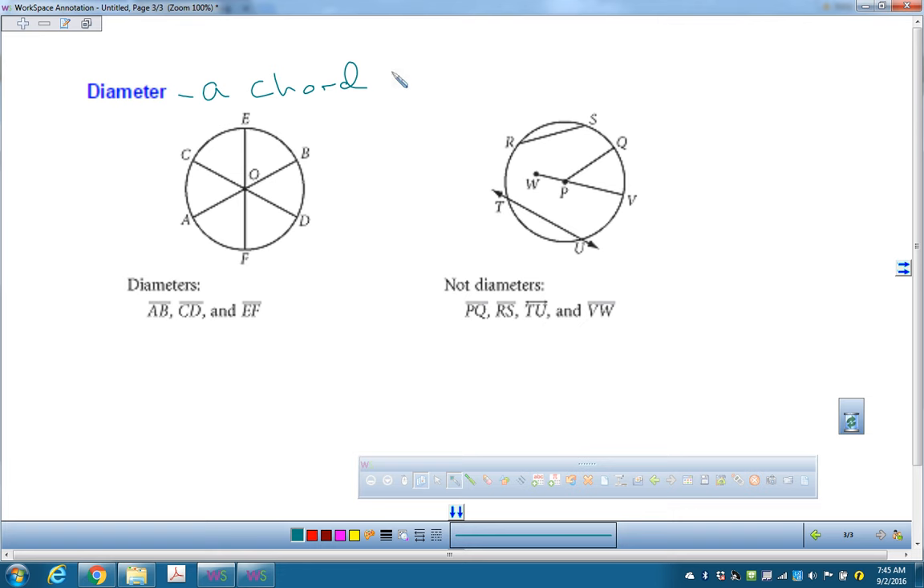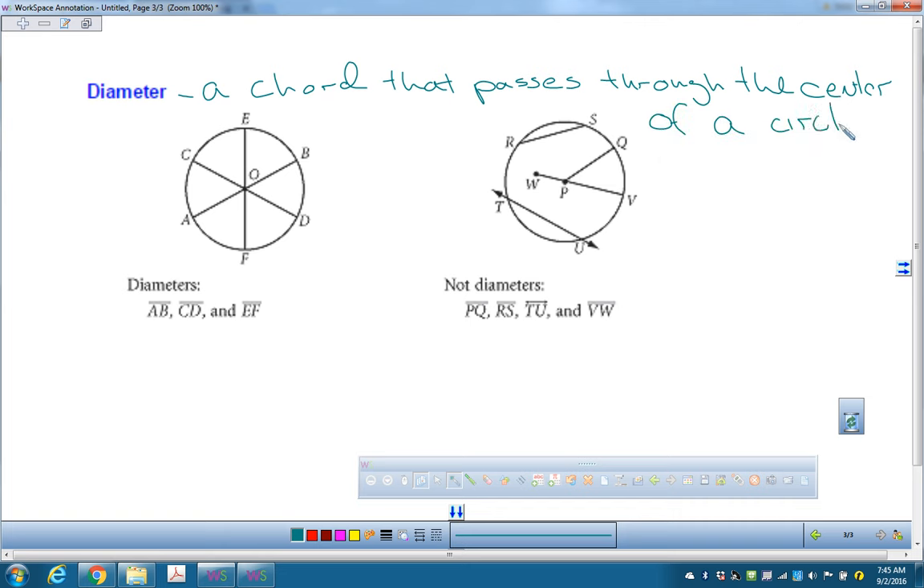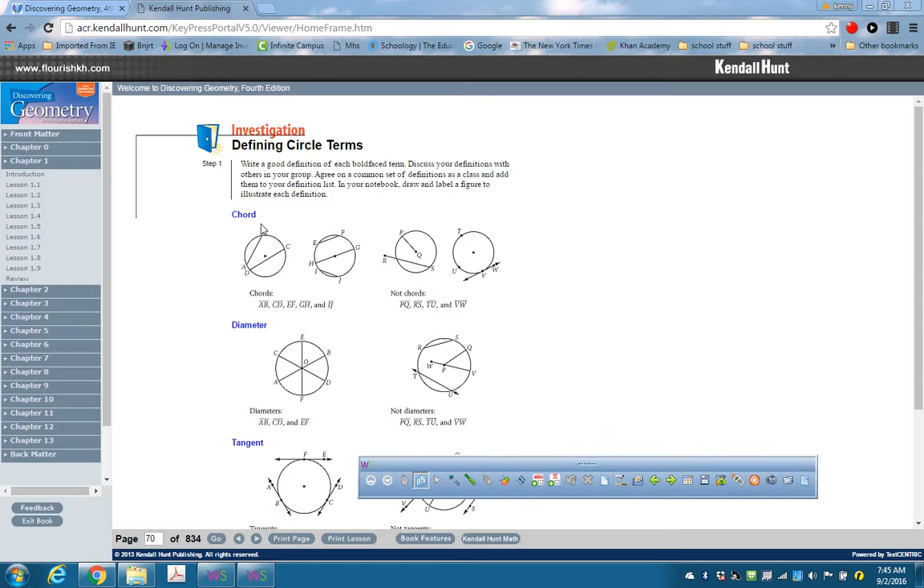A chord that passes through, I like your words better. Pass through the center of a circle. Just three real definitions here. Easy enough? Moving on? Easy enough? Elise? Yes? You're good? Okay.